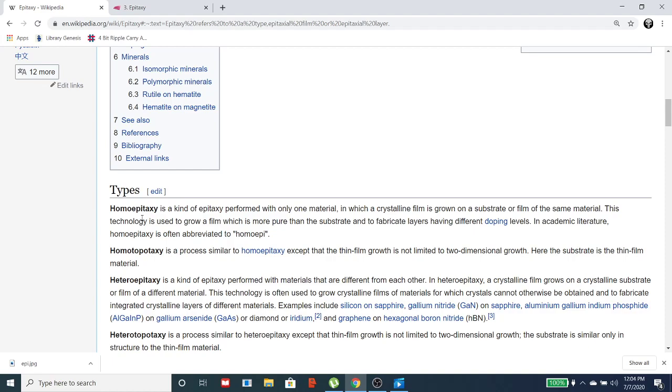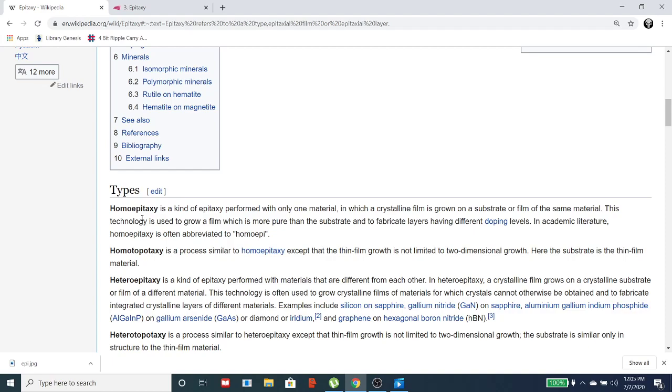And for heteroepitaxy, examples include silicon on sapphire, gallium nitride on sapphire, aluminum gallium indium phosphide, gallium arsenide, diamond or iridium, or graphene or hexagonal boron nitride. So that is the thing about heteroepitaxy. First we talked about homoepitaxy, then heteroepitaxy. Both are preferred, but there are different types of processes to create epitaxy.